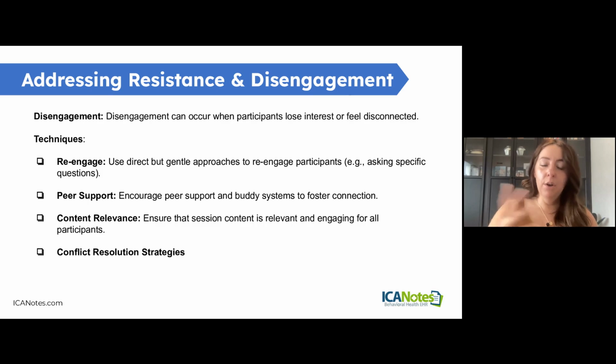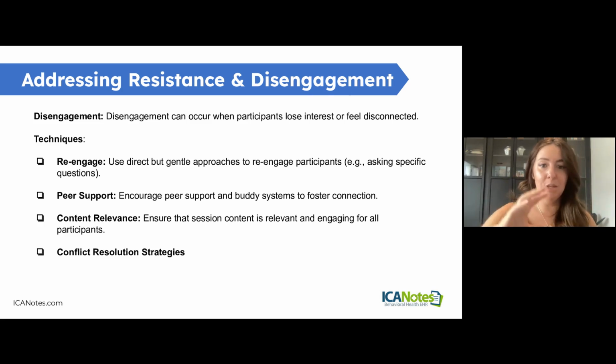So then we have more, I'm looking at the time. So re-engaging. Just making sure that we are, again, pulling them back in, asking them specific questions, checking in on them more regularly, because that makes them feel like a part of it. Peer support can be helpful. Again, having a buddy can help.